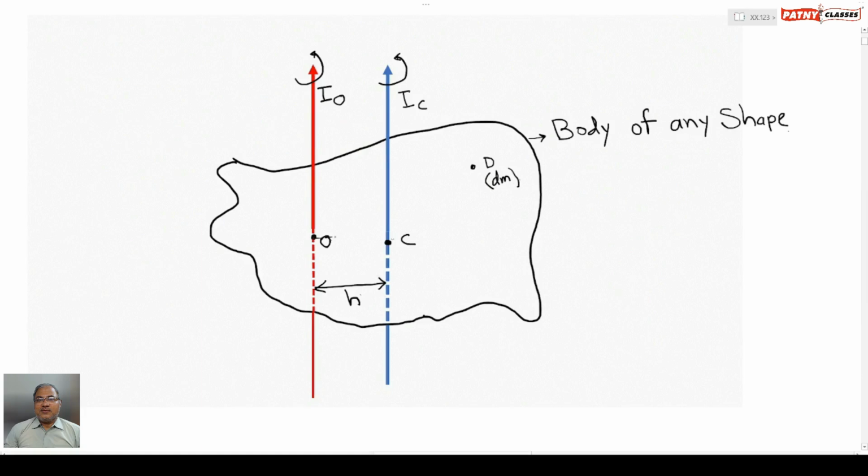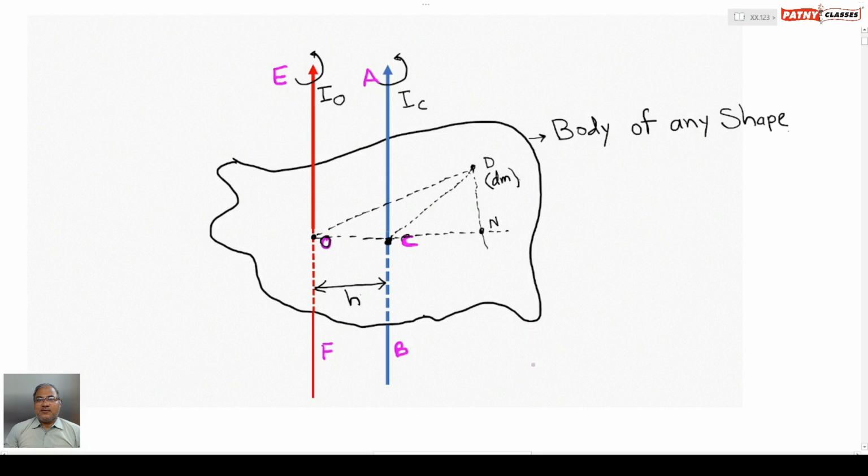Now join the points O and C and extend it, and join O and D, and from the point D draw a projection on the line OC extended, cutting at the point N. Join the points C and D. Call this point A, this is C and this is B, and call this point E, it is O already, and F.